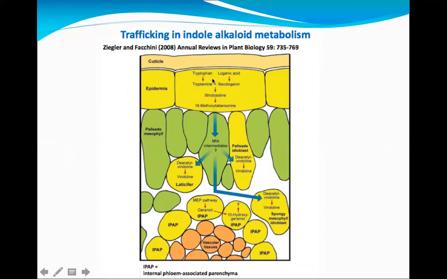Trafficking of indole alkaloids metabolism we already discussed. Although they are produced in the outer cells, they finally move to the vascular system and can move from one part to another part. For example, nicotine is biosynthesized in the root, and it is deposited in the leaves.